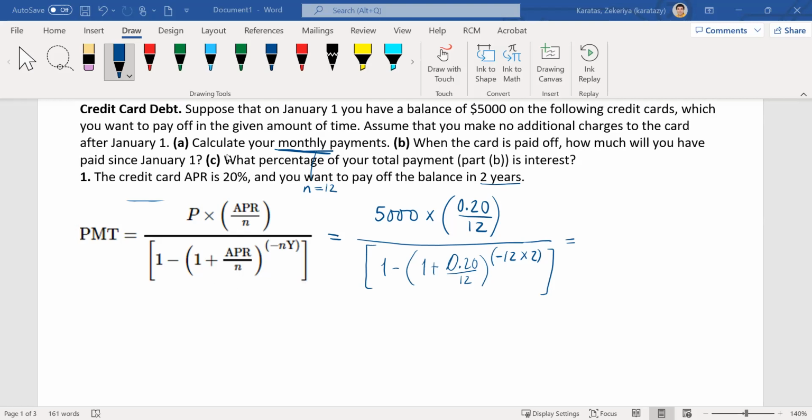So I hope this is clear. And then I can hit enter, and that's my monthly payment. So I'm going to be paying, rounded up to cents, it's 9, so I'll just round up to 48.